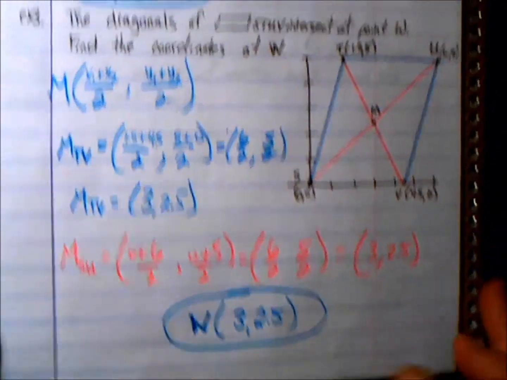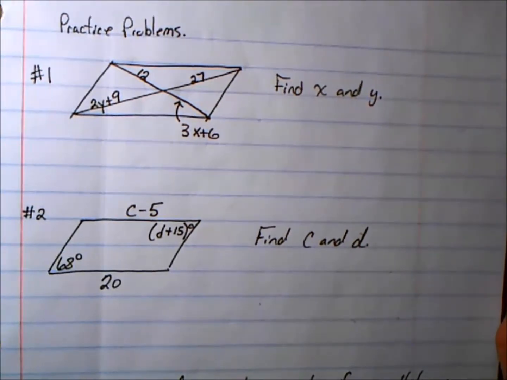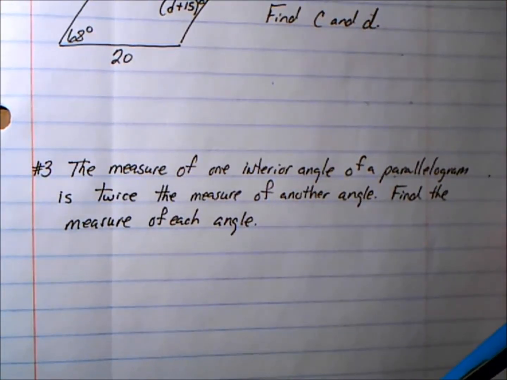Okay. On the next page, my page 26, if you have room, keep writing, are 3 practice problems. So pause these. There's 1 and 2. Pause and copy and work. And then there is number 3. You can pause, copy, and work it. And then I'm going to start working them.